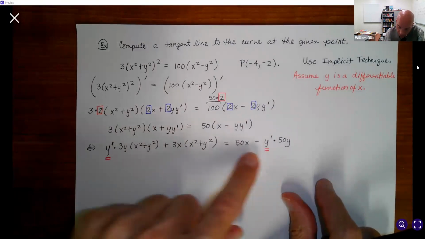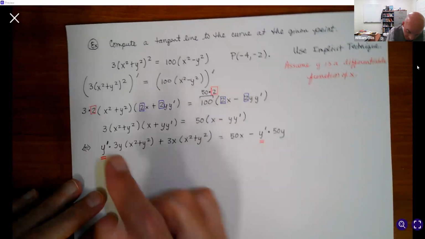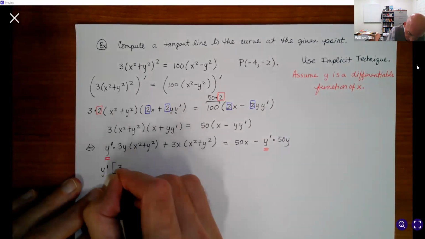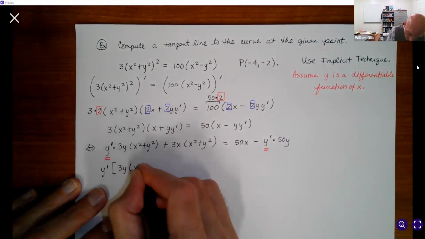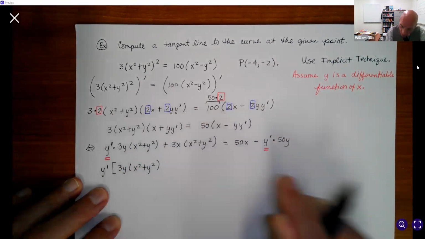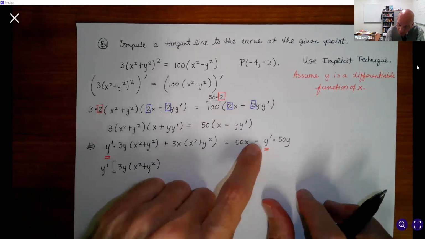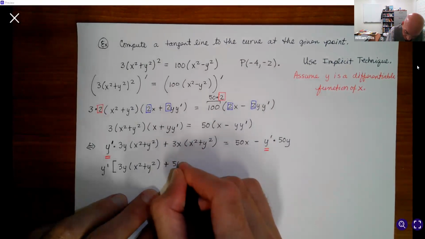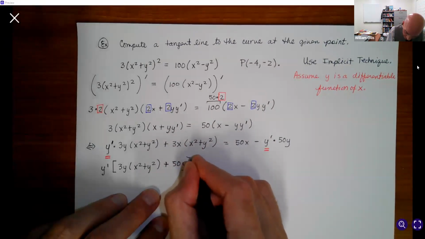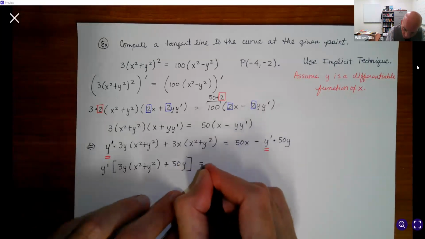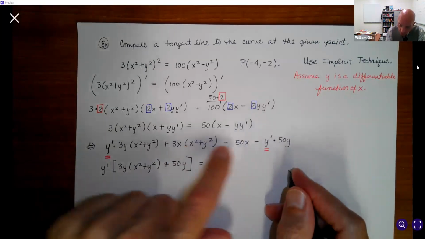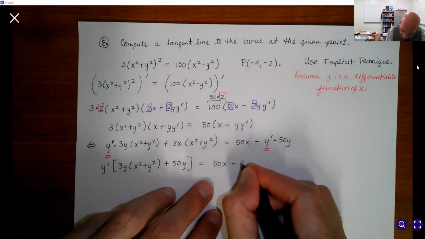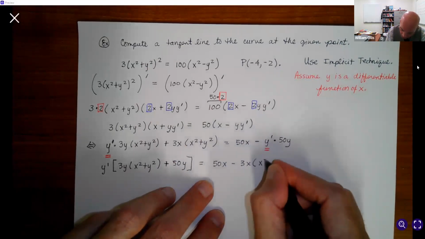So now we just want to put everything on one side, get all the y primes together. So now we have y prime, we'll just use a bracket. So we have 3y times x squared plus y squared. And then when we transpose, this just becomes a plus 50y, like that, okay? And now we want to, again, let this term join the 50x. So we have 50x minus 3x times x squared plus y squared.